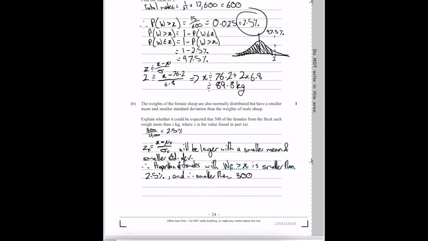So I guess in summary, it can't be expected. Therefore, not expected to exceed. Not expected to have 300 females weighing at least X kilos.